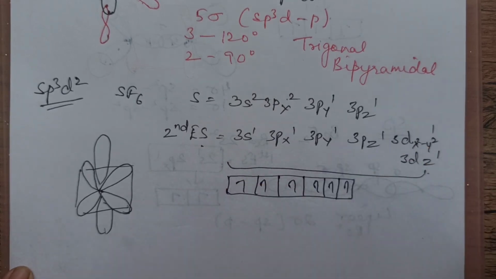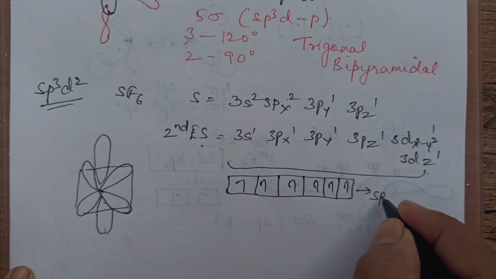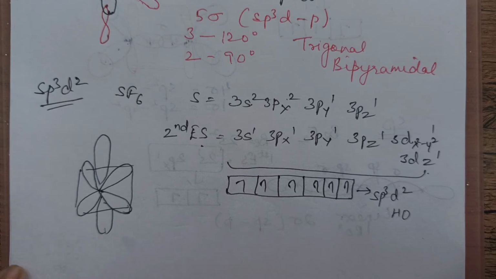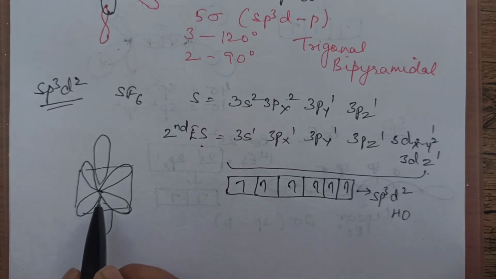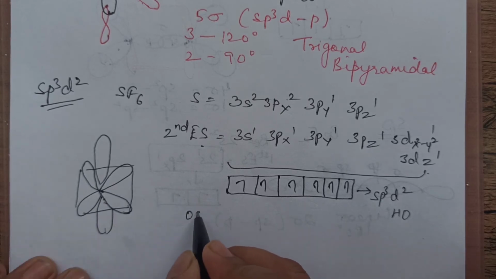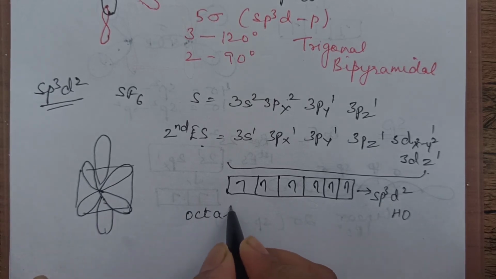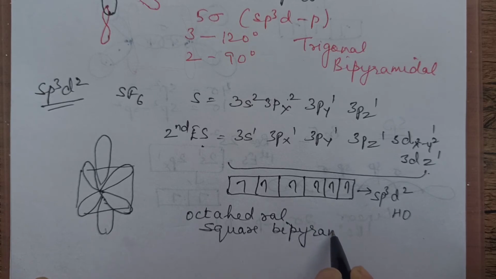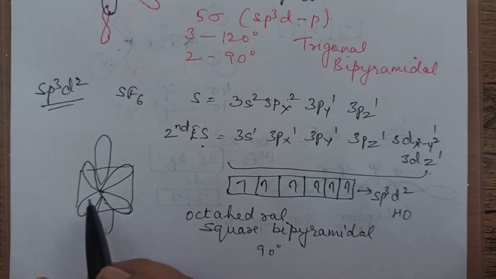All 6 will undergo hybridization now, mixing, and will result in the formation of sp3d2 hybrid orbitals. 6 hybrid orbitals are formed. And what is the orientation for 6 hybrid orbitals? Octahedral arrangement. What is this arrangement called, children? It is octahedral arrangement, which is also called as square bipyramidal. Okay, and all angles are 90 degree in this. So this is how it is.